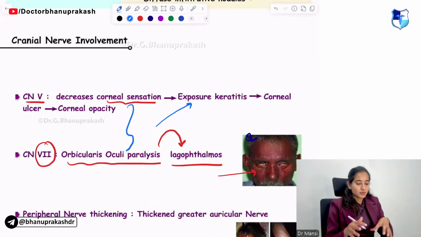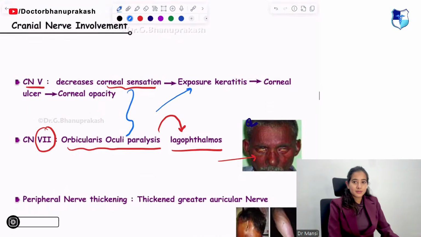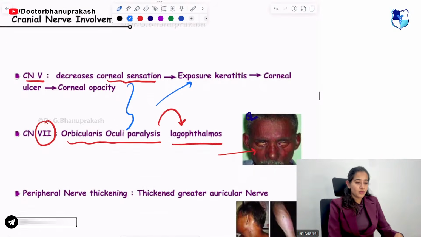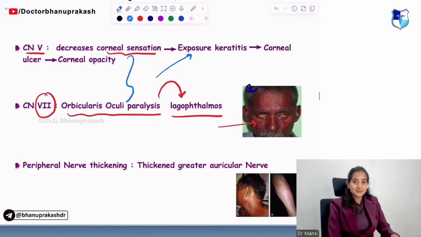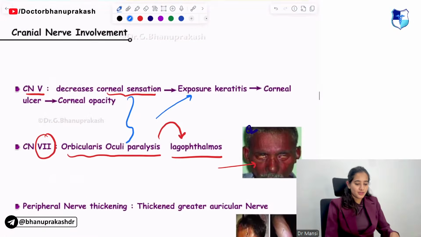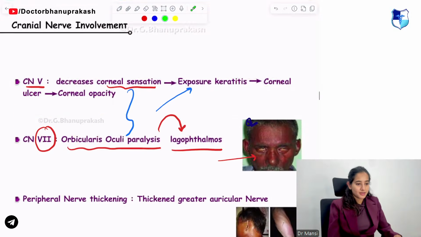Okay, repeat it with me. That is going to give you corneal ulcer and corneal opacity. So which two nerves have we read right now? Answer in the comment section. The two nerves involved which we just read now. Are you all with me? And what does it lead to? Your exposure keratitis. Ultimately it is going to lead to corneal opacities.